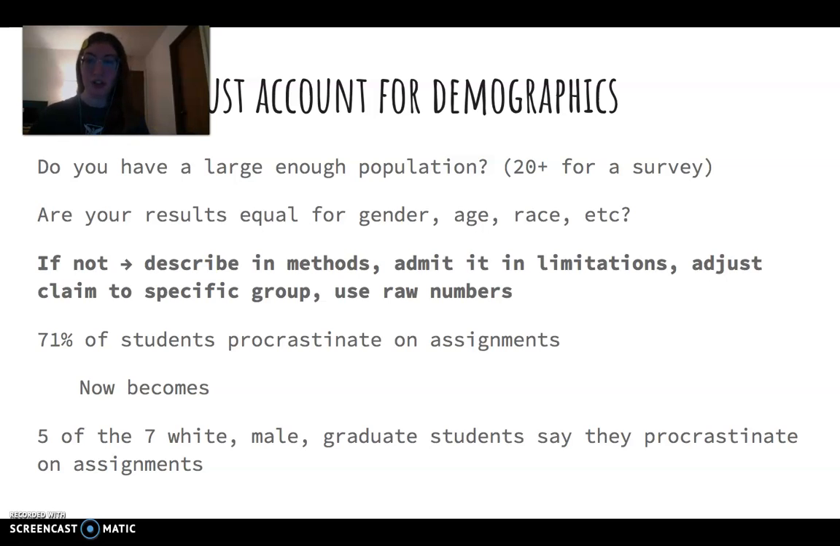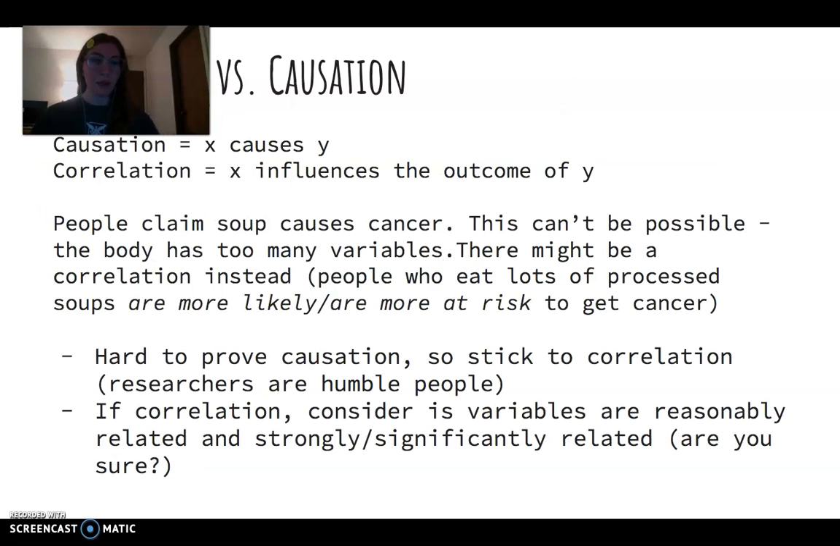So to solve the issue of 71% of students procrastinate on assignments, it now can become 5 of the 7 white male graduate students say they procrastinate on assignments. It's a much more accurate take. Another mistake we should briefly talk about is correlation versus causation. So you might have heard these terms. Let's dive a little bit deeper into them though.